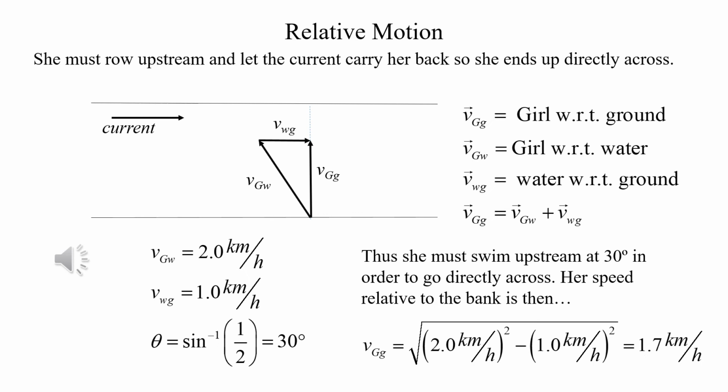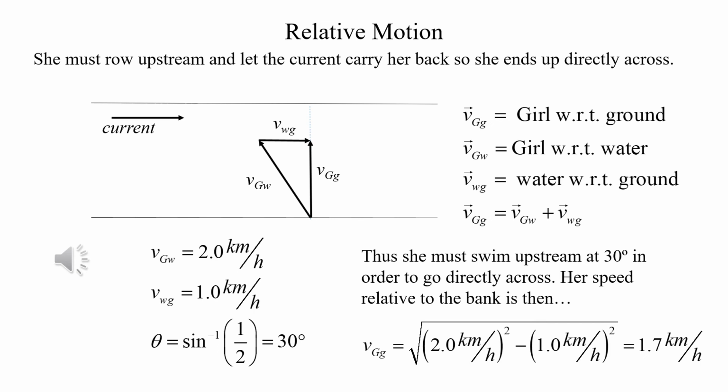So then we can see from the diagram that the angle she has to point upstream is going to be the inverse sine of opposite over hypotenuse. So that's 1/2, which of course is 30 degrees. So she has to point her boat 30 degrees upstream in order to go straight across.